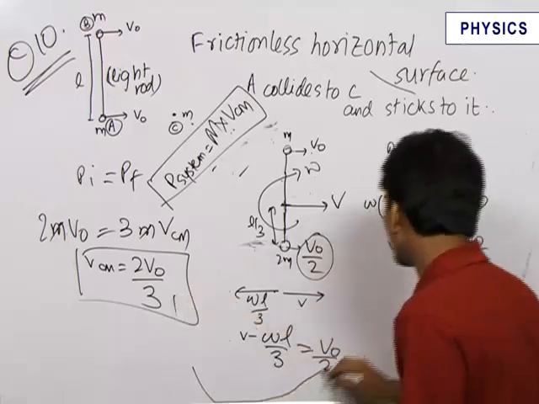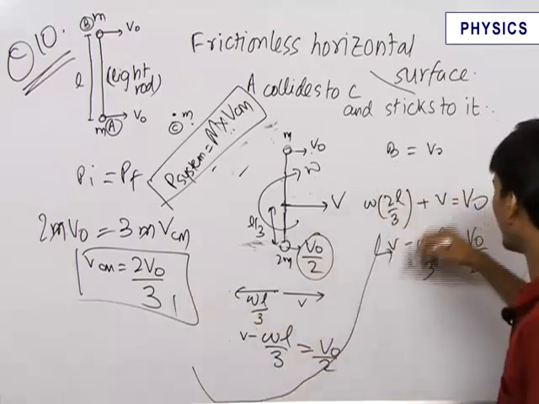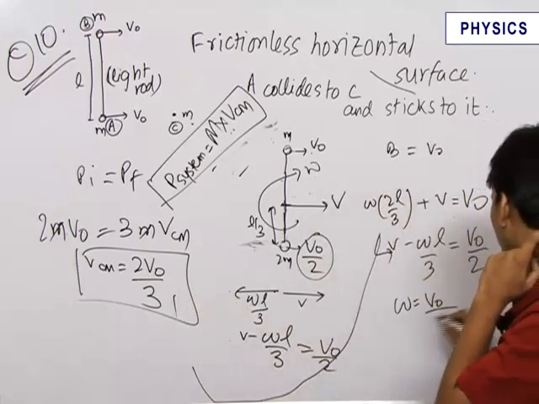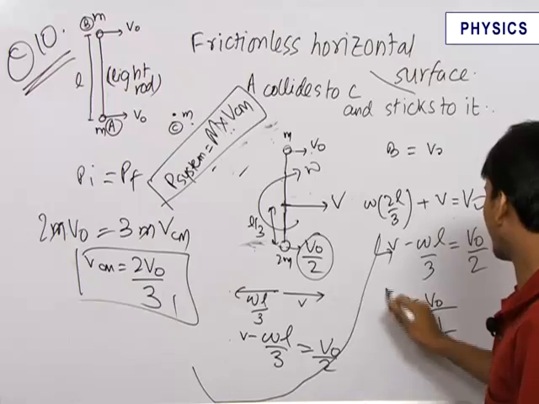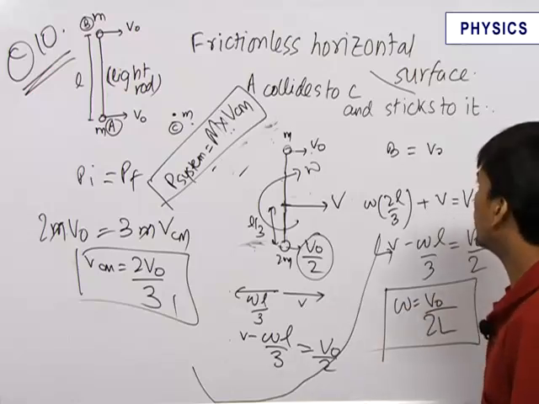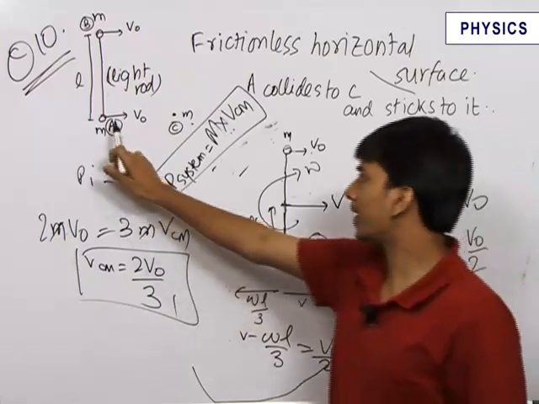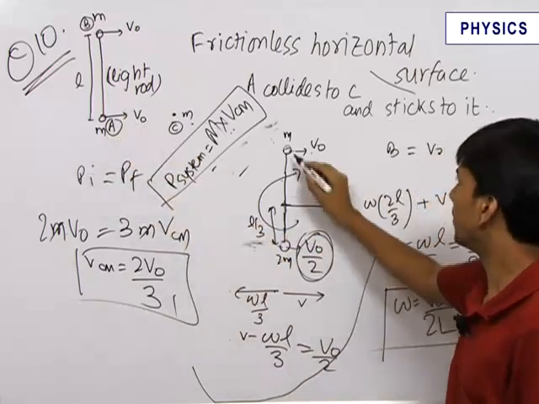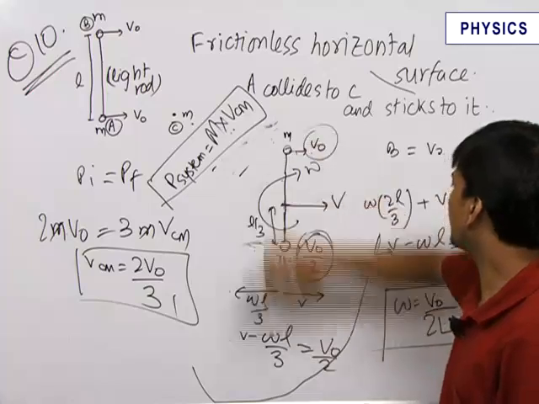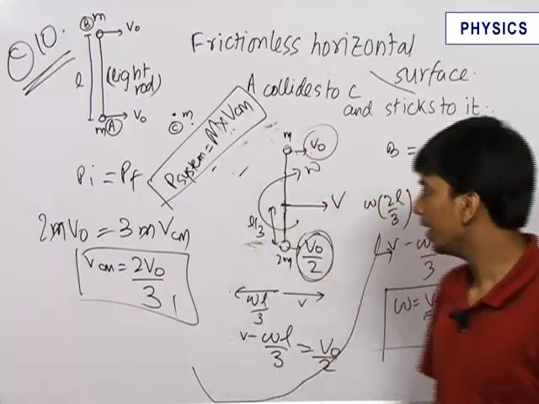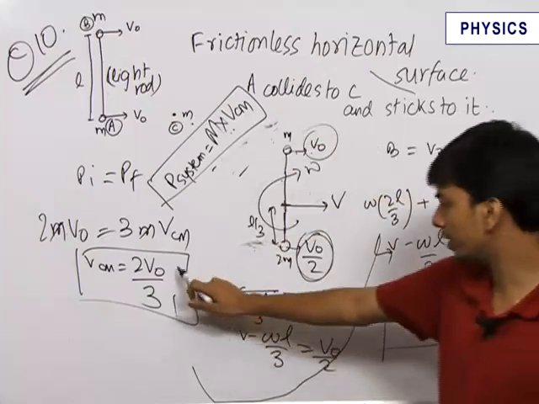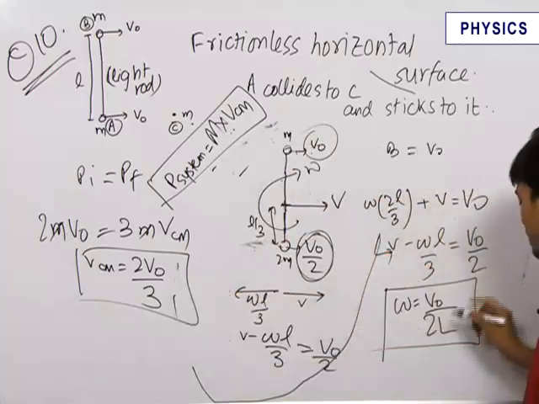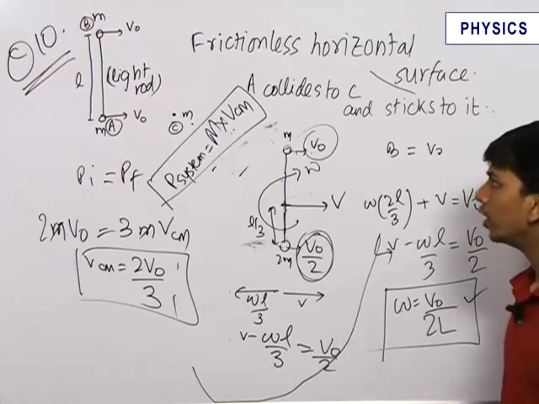Now if we substitute this V in any one of these two equations, we get the value for omega also. Omega comes out to be v0 upon 2L. So we get the answer for the velocity of particle A as v0 by 2. Finally, the velocity of particle B remains the same as v0. The velocity of the center of mass comes out to be 2v0 upon 3, and the angular velocity of the system about the center of mass comes out to be v0 upon 2L.